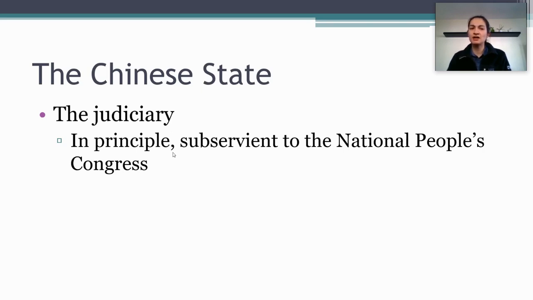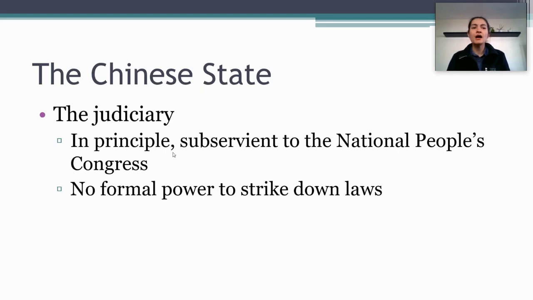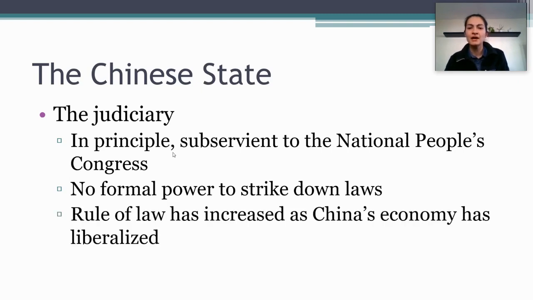So the judiciary, the courts, the police, the prosecutors are supposed to carry out all the judicial functions of the state, but they are in principle responsive to, they are under the supervision of the National People's Congress. So there's a clear principle that the legislature is superior to the judiciary. There is no judicial review in China. They have no formal power to strike down laws. The National People's Congress would presumably be responsible for that.